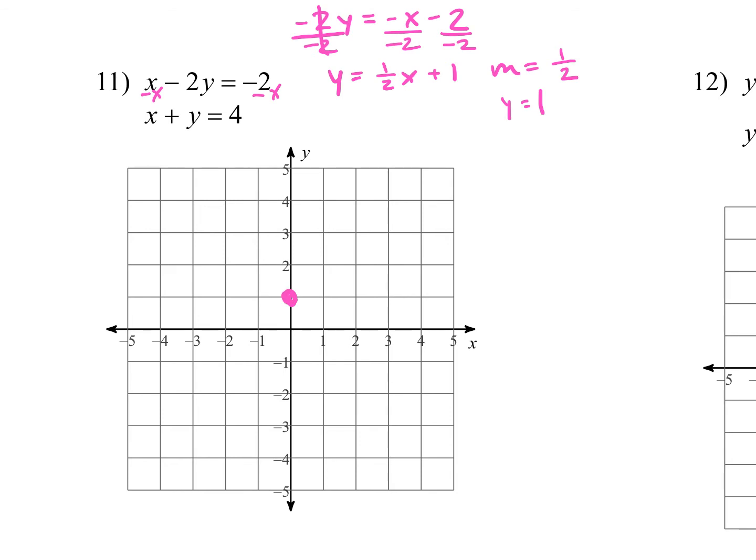And how do I do the slope of 1/2? Up 1 to the right 2, up 1 to the right 2. Then just connect your points.